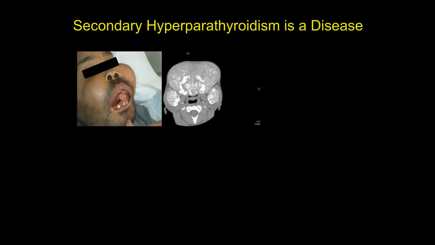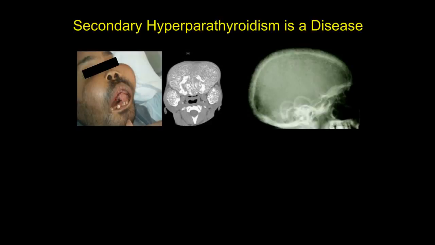So in terms of secondary hyperparathyroidism as a disease, we clearly have a lot of evidence. And I'm just showing you here a couple of images of patients. This is a patient who presented to dialysis with severe hyperparathyroidism. And as you can see in the CT scan, there is massive calcification within his sinuses, the protrusion of the jaw, and the loss of teeth.